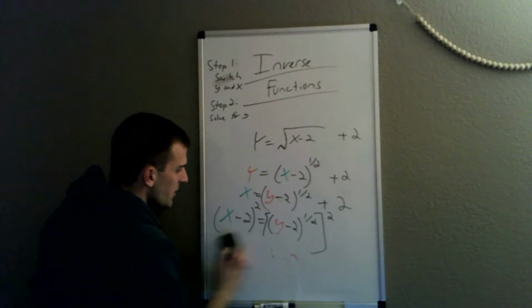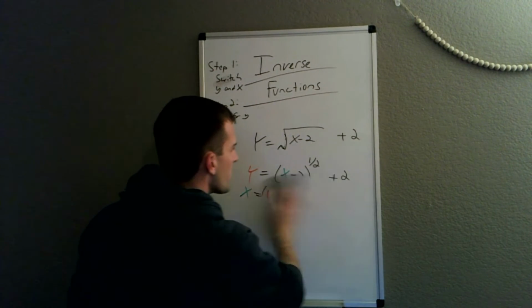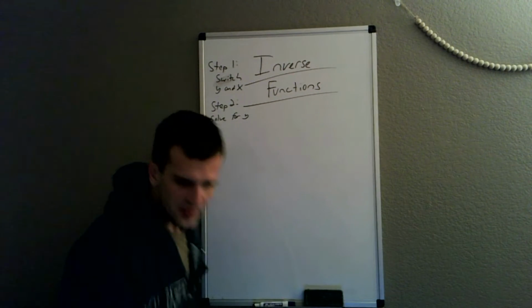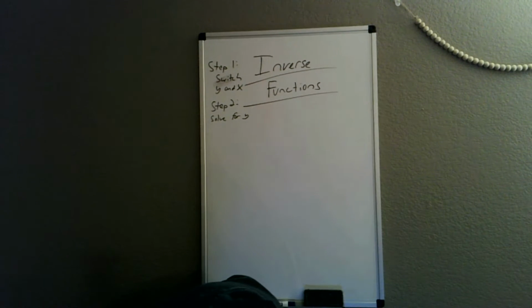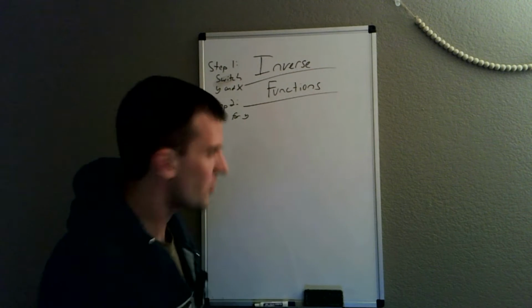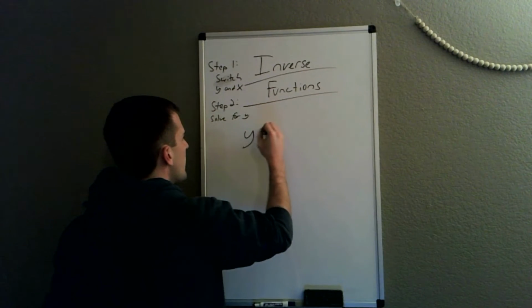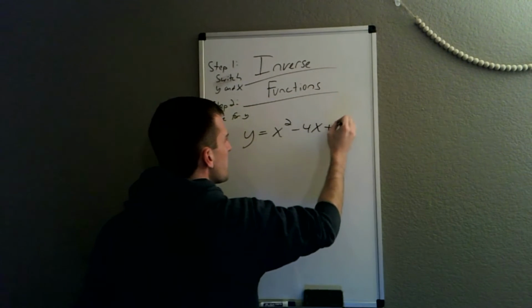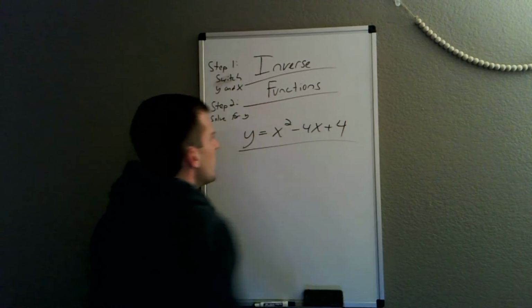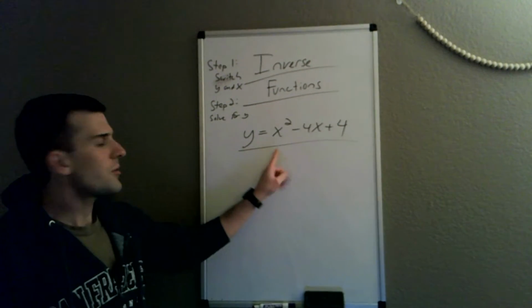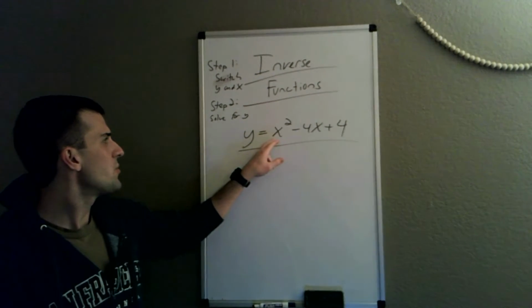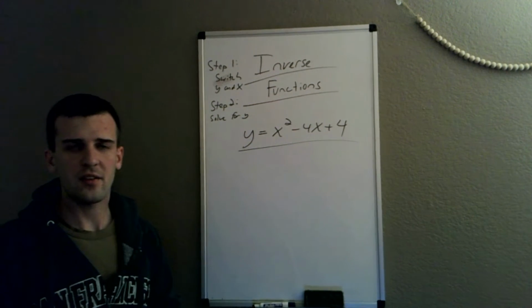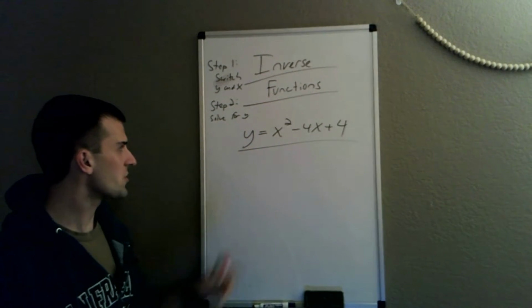Alright, we'll do one more example and then move on to logarithms. The last example I had was y equals x squared minus 4x plus 4. So this one will be a little trickier because we have 2 x's on the right hand side to start with. So we'll have to do a trick to get that down to just 1 while we're solving.